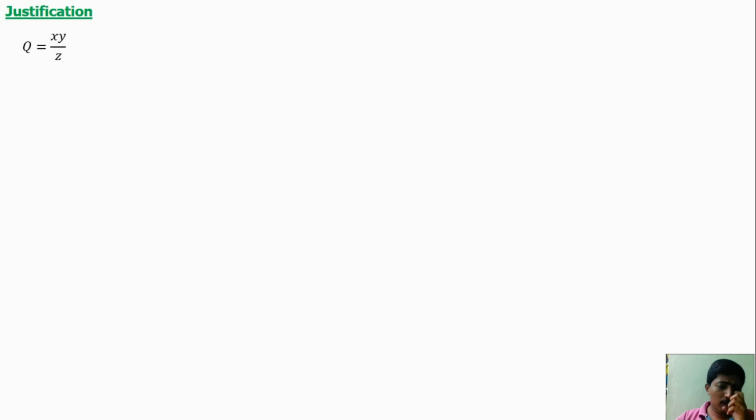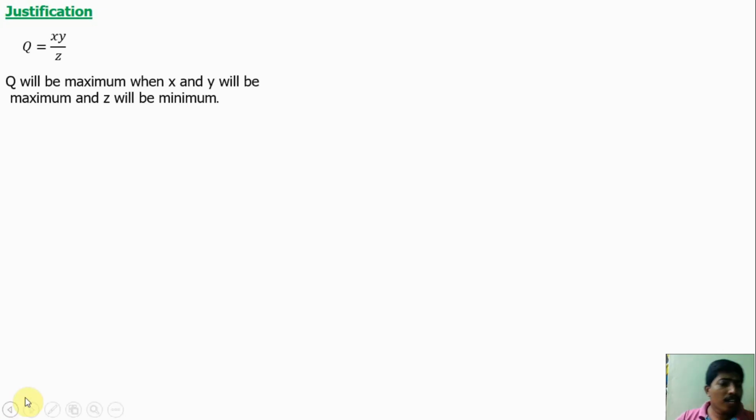We know that Q is equal to x y by z. When will Q be maximum? Q will be maximum when the numerator term will be maximum and denominator term will be minimum. So when x and y will be maximum and z will be minimum, then only Q will be maximum. So we may write Q max, Q plus del Q, okay, it's a maximum term, is equal to x plus del x, y plus del y, over z minus del z.